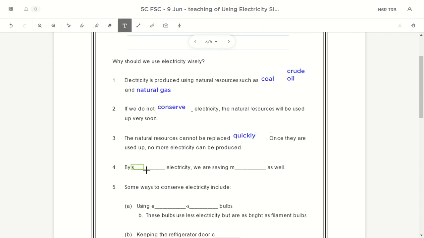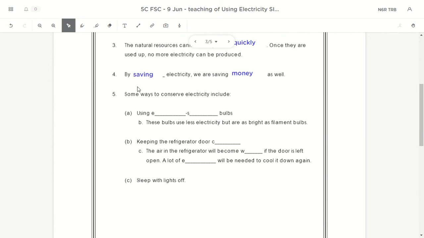Okay, so if you save electricity, you're actually saving the earth, but more practically speaking, you're actually saving money. Okay, so because you use less electricity, you don't need to pay so much, you're saving money. Okay, so it's good to save electricity because ultimately you're saving money so you can have more money for other things. Okay, so how can we save electricity? How can we save energy?